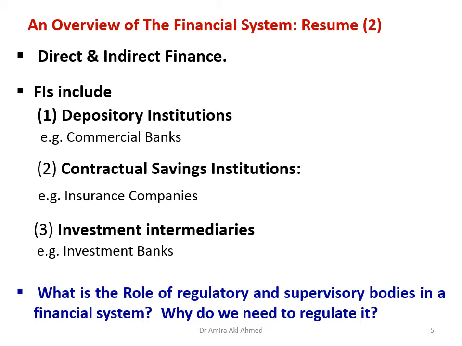Recall that financial institutions fall into three categories. The first category is depository institutions that accept deposits from individuals and institutions, then make loans. An example of this first category is a commercial bank. The second category of financial institutions is contractual savings institutions that acquire funds at periodic intervals on a contractual basis. Examples of this category include life insurance companies, pension funds, and government retirement funds.